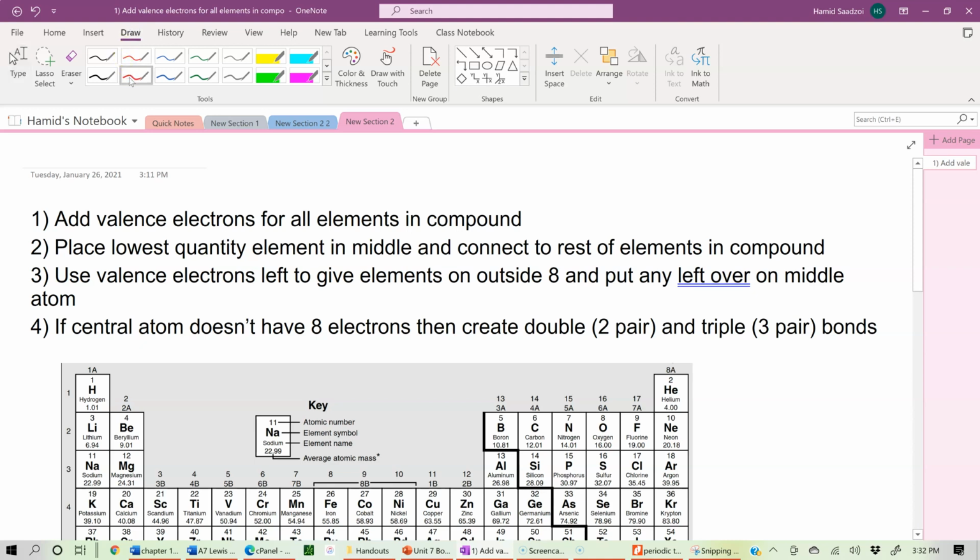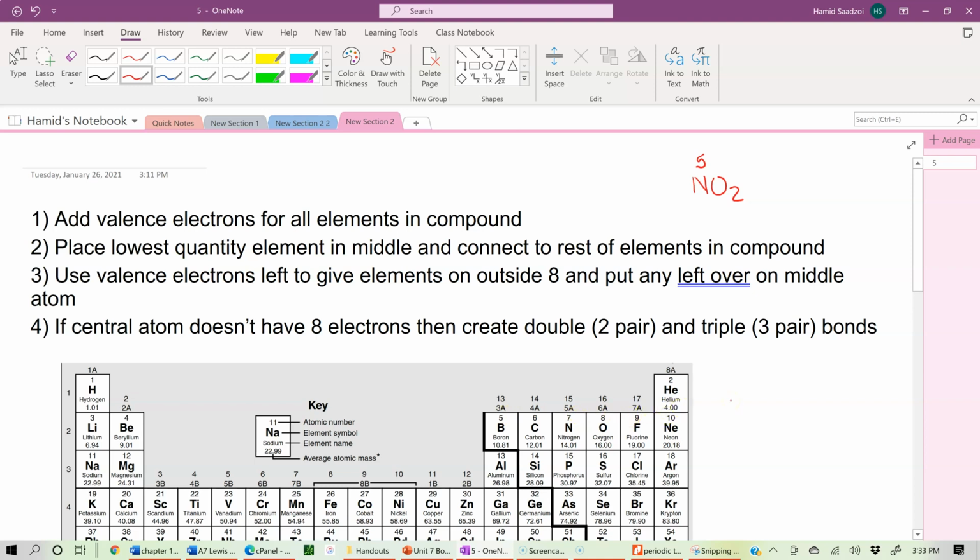First thing you want to do is add the valence electrons for an element or a compound. So let's say, for example, we have NO2. If you look in the periodic table, nitrogen is in group 5A. That means it has 5 valence electrons. Whatever group the element is in, we're going to skip the transition metals, so ignore those. Only focus on the A. So 1A, 2A, 3, 4, 5, 6, 7, 8.